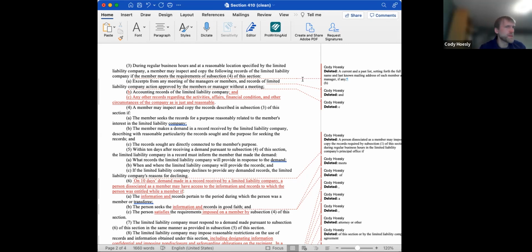I read the just and reasonable as talking about the scope of the other records that you can get if you jump through the hoops of what here is our section 4. I don't think just and reasonable is referring to the manner in which you request the information. I think it refers to the scope of the information you can get.